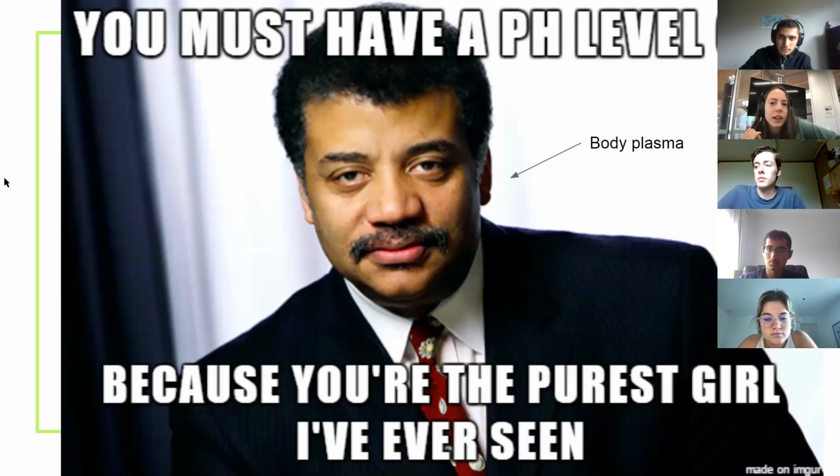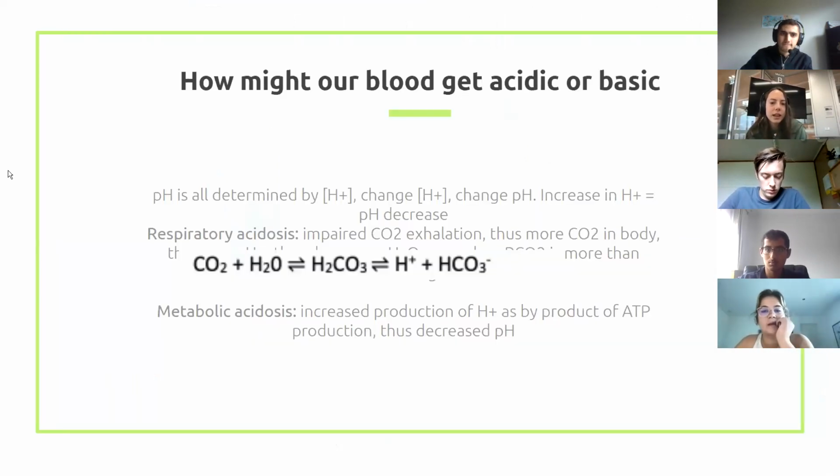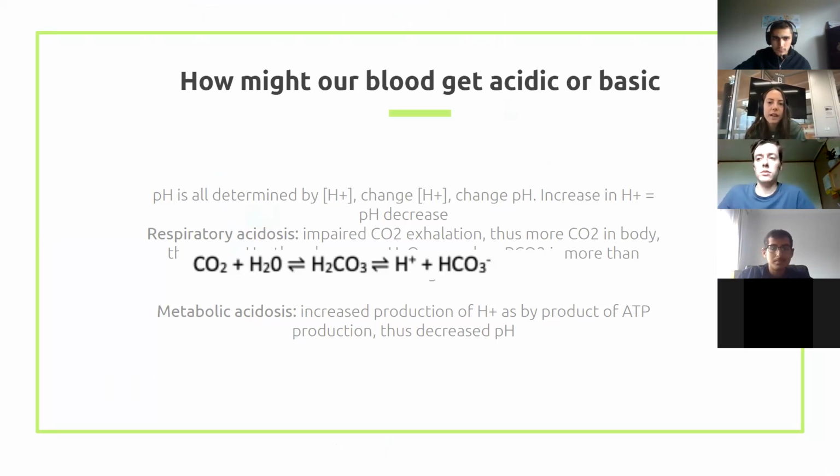So our body, the concentration of H plus ions and OH minus ions would be neutral, they'd be even, at 6.8, but our body exists at a 7.4 pH level. Essentially, how your blood might become more acidic or basic is just influencing the concentration of the H plus ions. You can do this through either respiratory or metabolic processes.